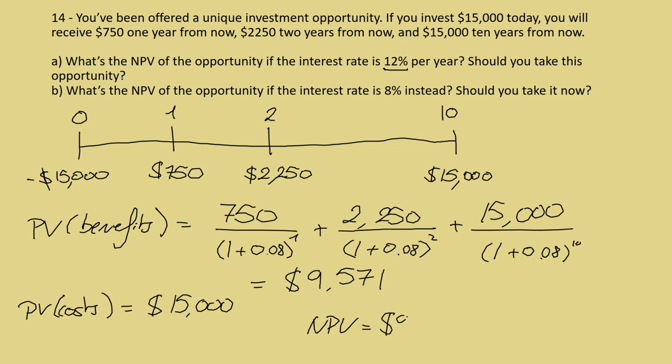And so if we do the net present value, as you can see, we're still going to be losing money. In fact, we'd still be losing minus 5,429. Therefore, even with a lower interest rate, we don't invest because we're still losing 5,000.